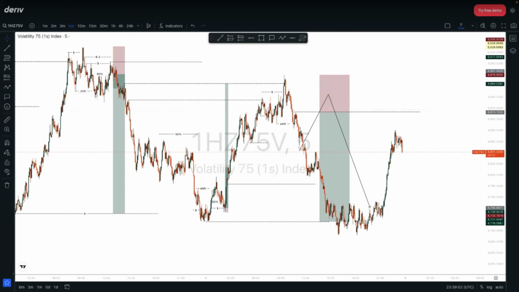Market is trying to run out from liquidity. Yeah, allow it to do what he wants to do.